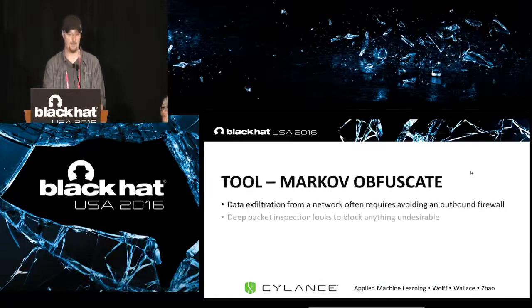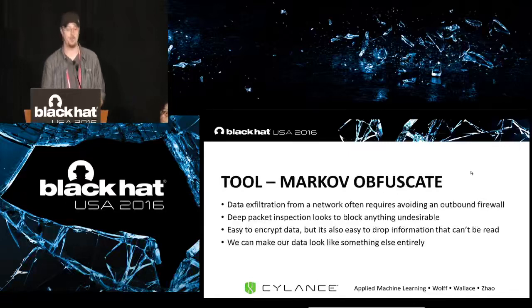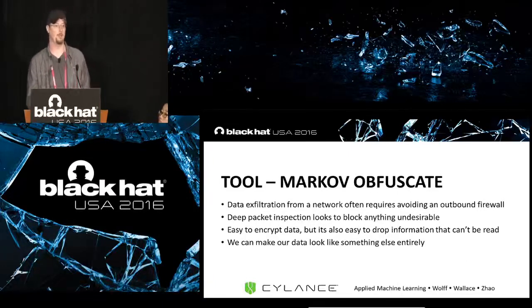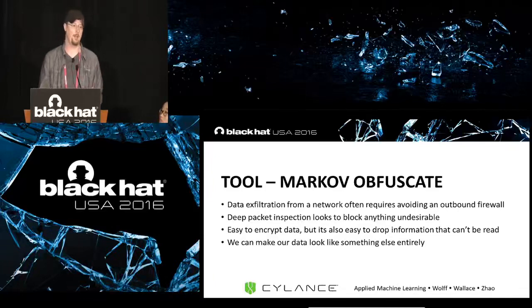Okay, so we're going to move on to our third tool, Markov obfuscate. And the idea of this is that outbound network firewalls tend to inspect the data that's being sent out of the network. And in really strict situations, they're going to be looking for exactly only what they want going out of the network to be there.